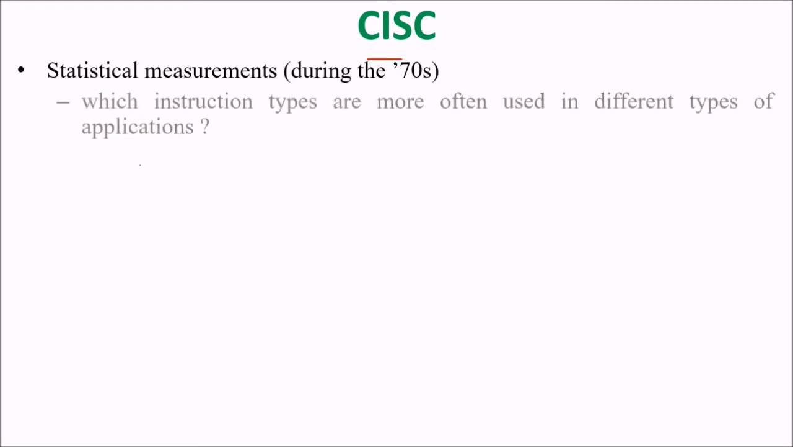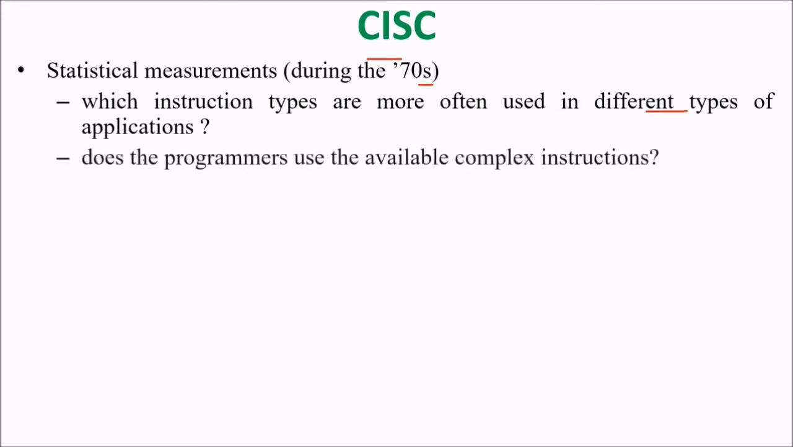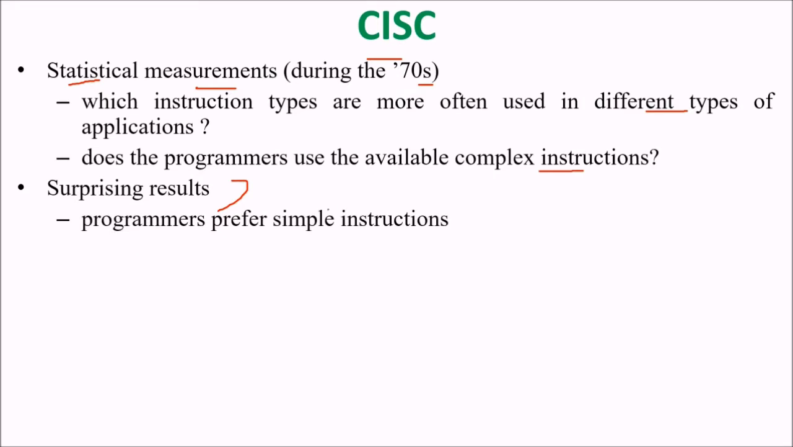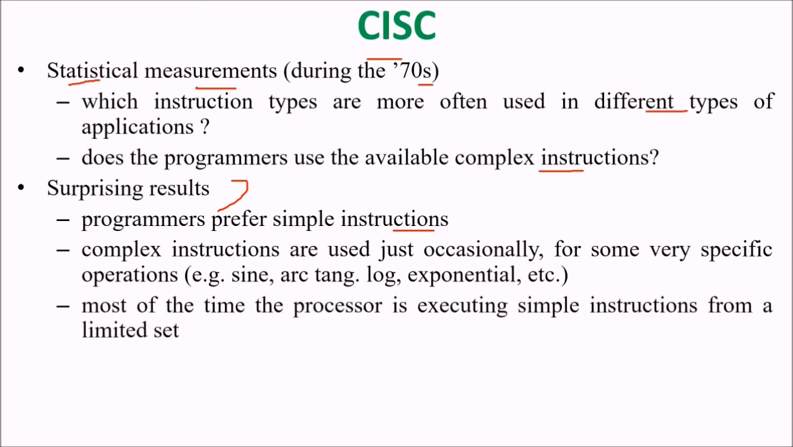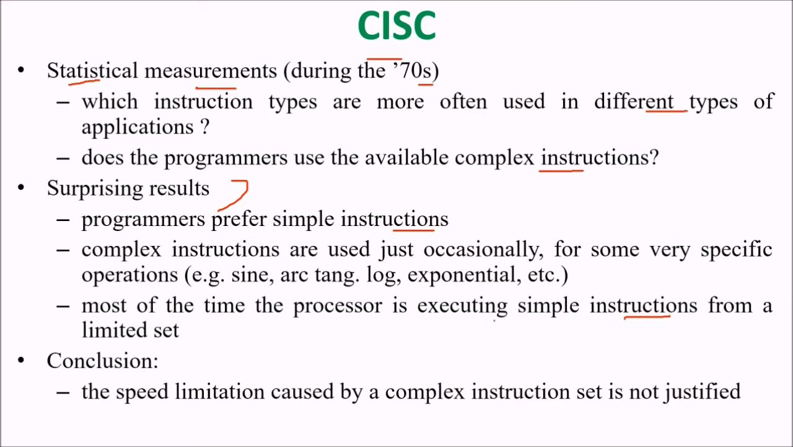CISC statistical measurements during the 70s were done to determine which instruction types are more often used in different types of application. And does the programmer use the available complex instructions or not? And the results were surprising. The programmers preferred simple instructions. Complex instructions are used just occasionally, seldom, for some very specific operations like sine, arc tan, log, exponential, etc. Most of the time, the processor is actually executing simple instructions from a limited set. That conclusion was drawn: the speed limitation caused by the complex instruction set is not justified. Let's do things simpler and faster.